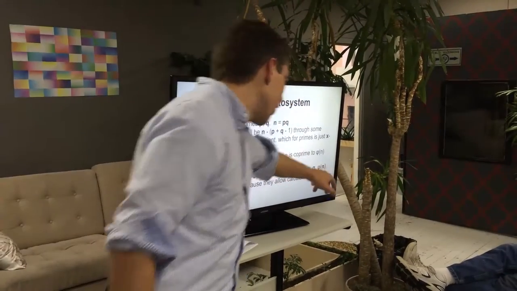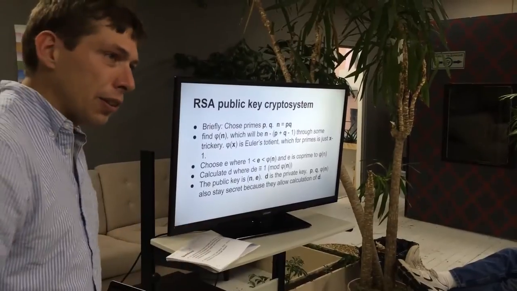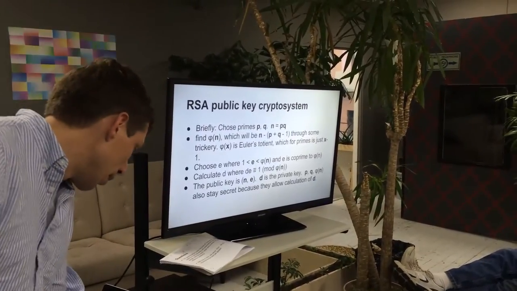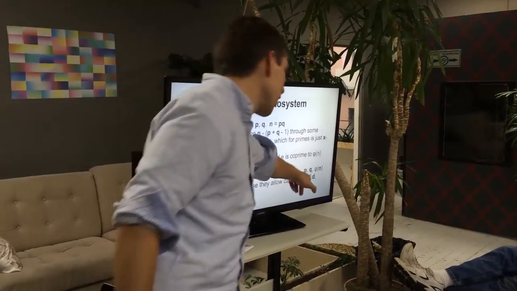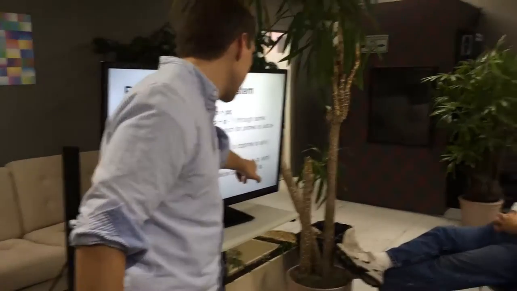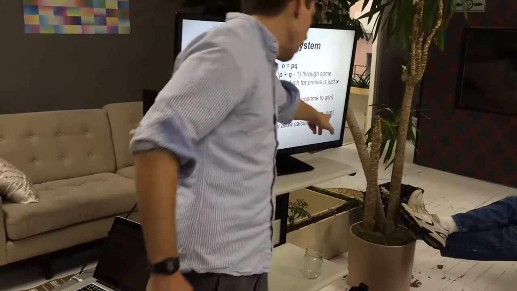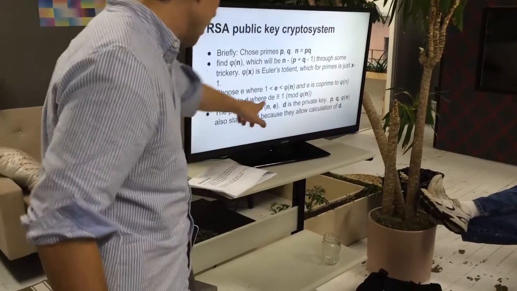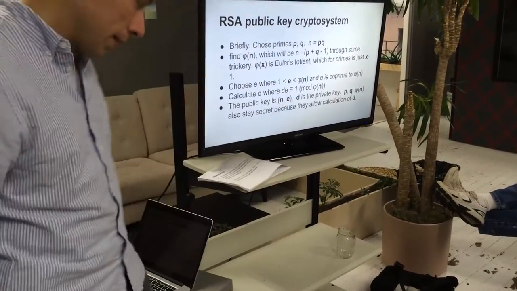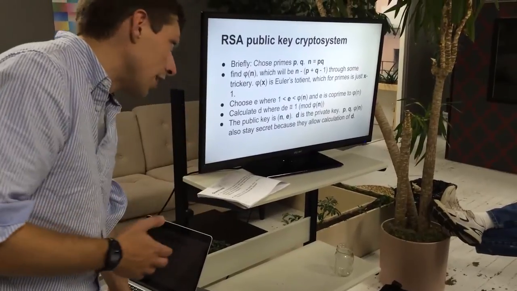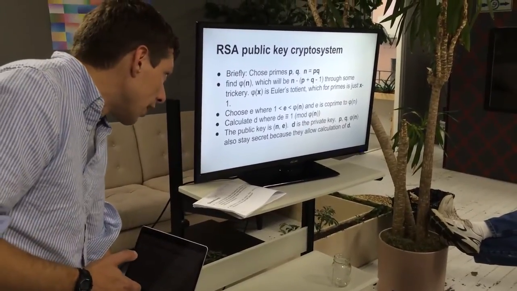P, Q, and phi of N stay secret, but you don't actually have to use them afterwards. That's allowed because if any of these leak, if P leaks, you can divide N by P, find Q, and then you can find phi of N, and then you can calculate D from E. But if you don't know these things, you're not going to be able to calculate D.